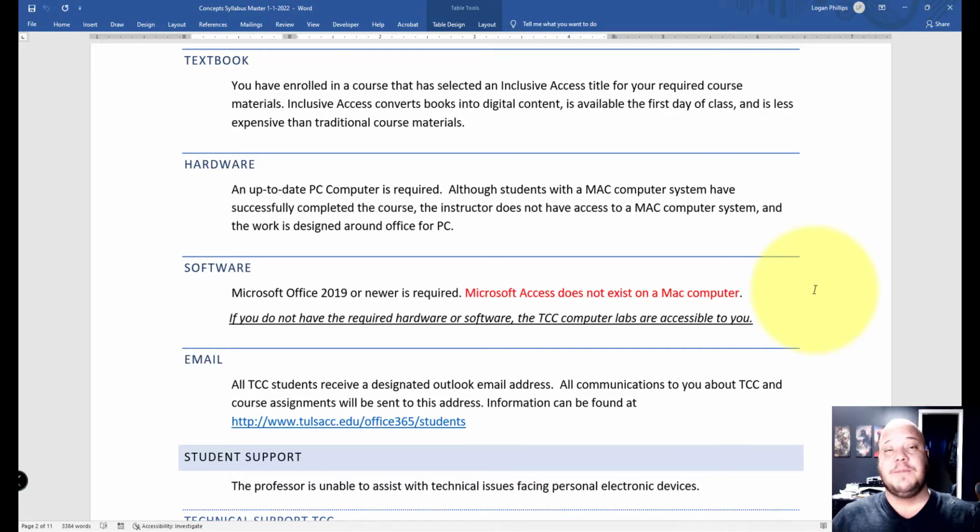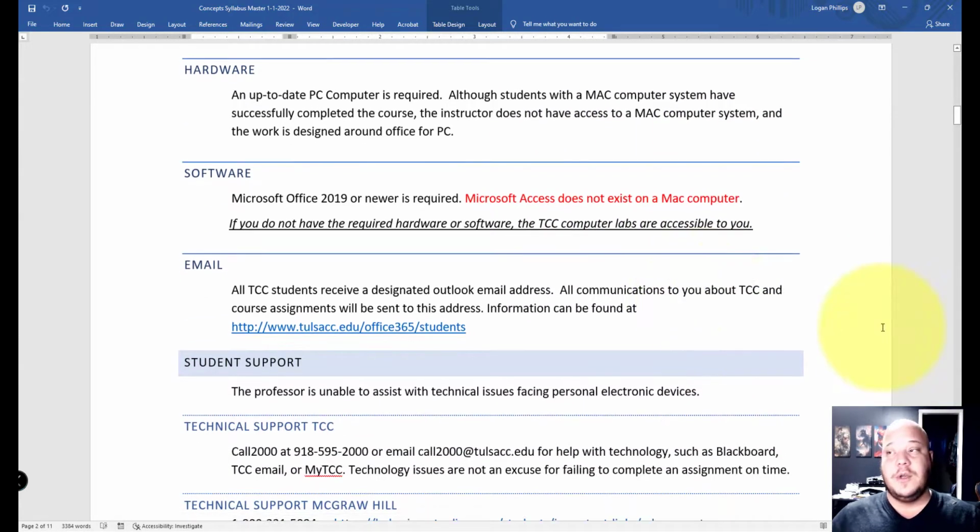If you're without a computer, you are free to come into the TCC labs and utilize the computer systems there at the computer labs. For the software, you need Microsoft Office 2019 or newer. If you're on a Macintosh computer, again, reminding you that Microsoft Access does not exist on a Mac. You cannot use a Macintosh to do the capstone projects or the Microsoft Access projects if you're one of my concept students. If you're one of my Excel, Word students, you are free to go. If you're one of my Access students, you have to have a PC. If you don't have the required hardware, go to one of the computer labs.